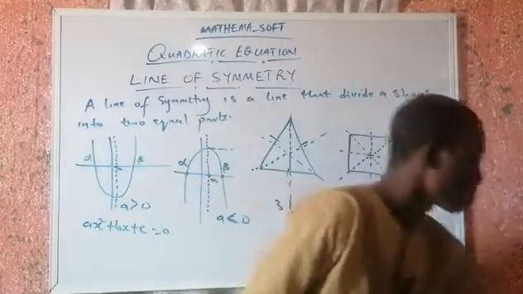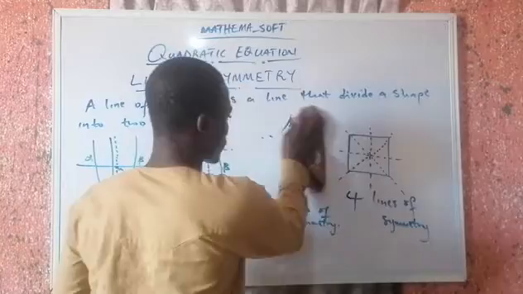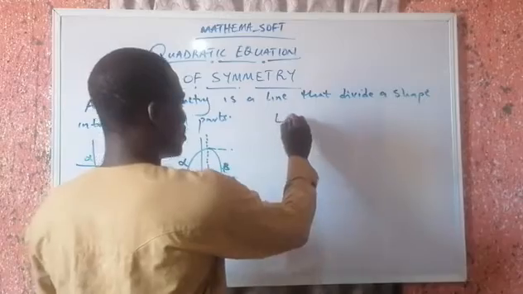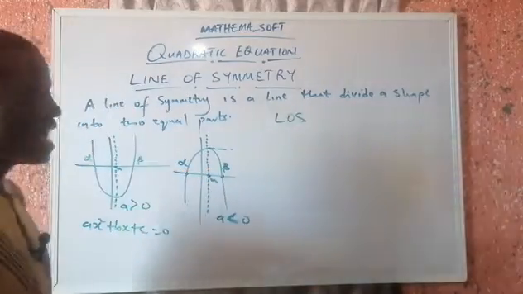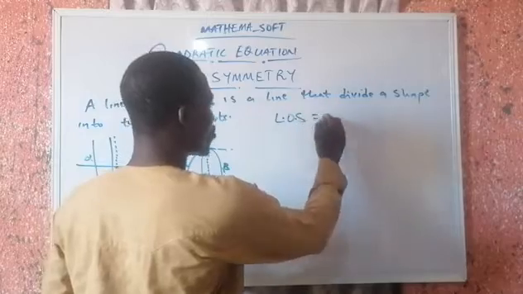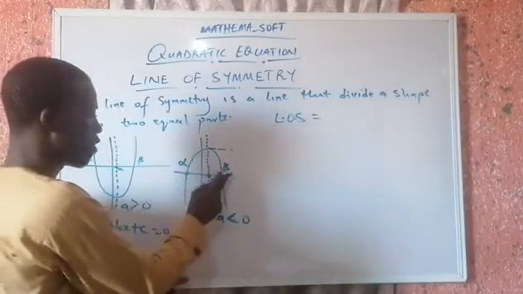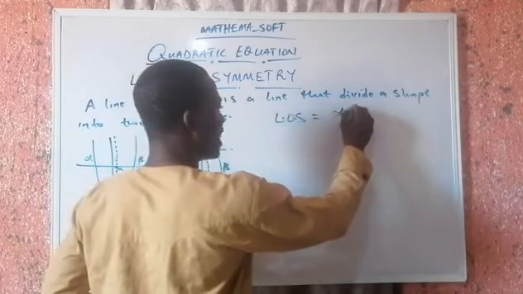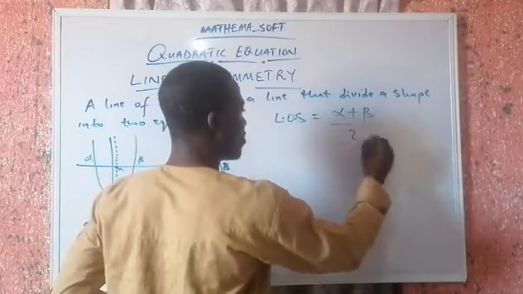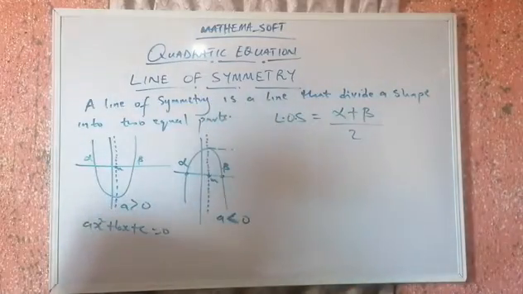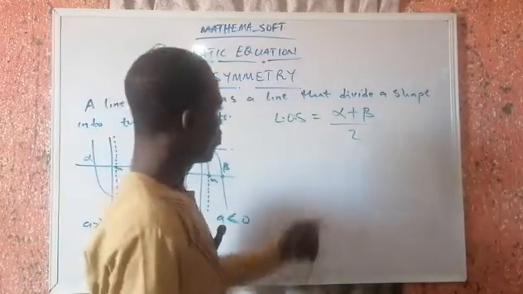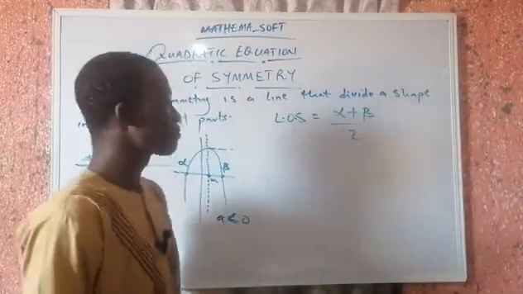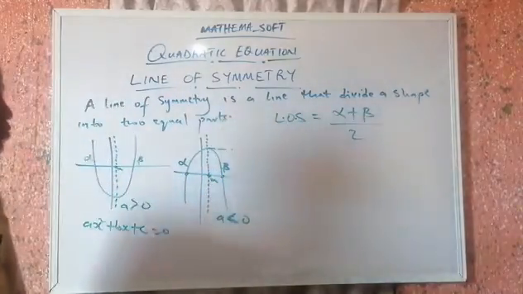So in other words, our line of symmetry, let's represent it with LOS, equals the middle point of alpha and beta, or the midway between alpha and beta. And we can only get the middle point by saying that alpha plus beta, and then we divide by 2. So to get our line of symmetry, we have to add the roots of the quadratic equation and then divide it by 2.